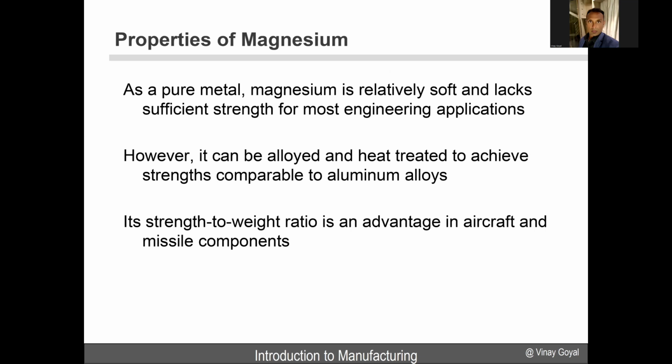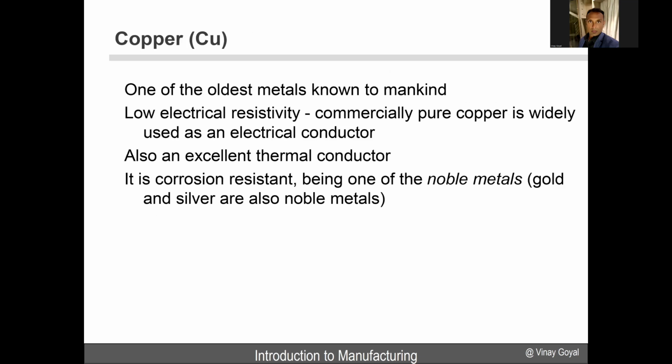There is a lot of advantages, and it has been used in aircraft and a lot of military components. Now, copper is one of the oldest metals that you may have known. Very low electrical resistivity and is widely used as an electrical conductor as a consequence. You will see that used quite a bit. Also, it is a great thermal conductor.